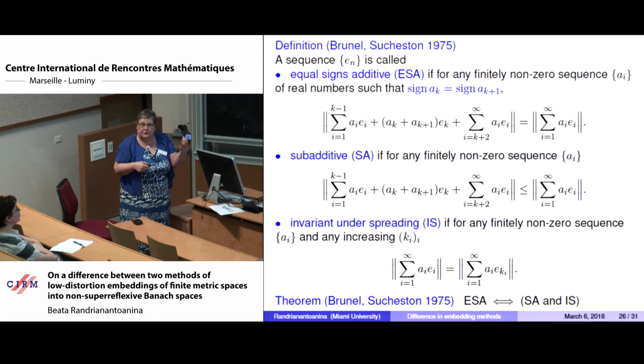So this happens, for example, in the L1 norm, right? If the two neighboring coordinates have the same sign, I can add them and the modulus is not going to change. If I have a summing norm, it's also satisfied, because if I have two neighboring coordinates of the same sign, this is not going to change the norm.